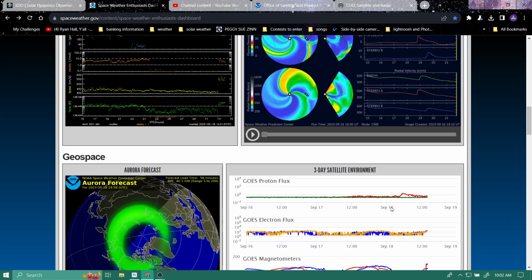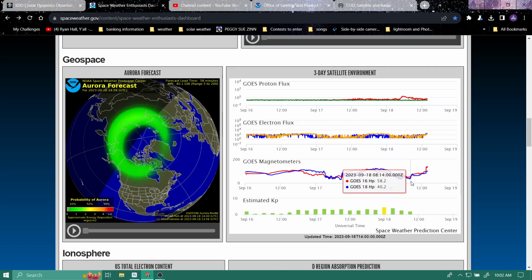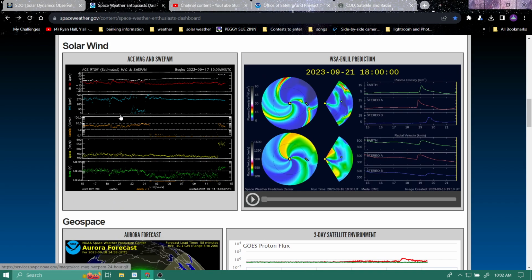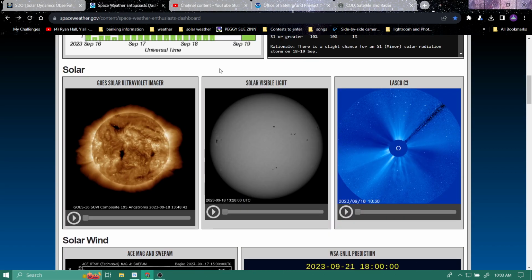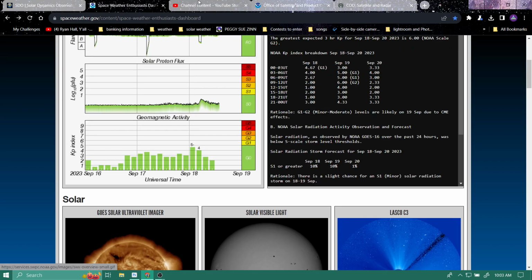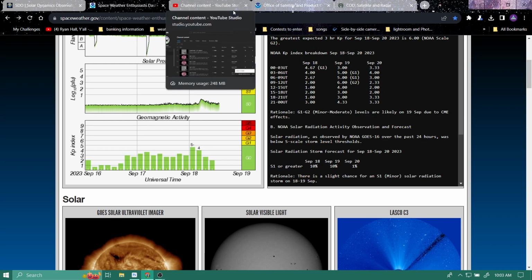I don't wait for the KP to tell me. I look at my magnetometers. I watch this. That's when I know something's out there. Could this be throwing our entire forecast off? Yes, it could.